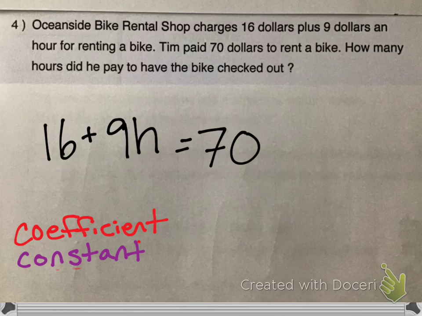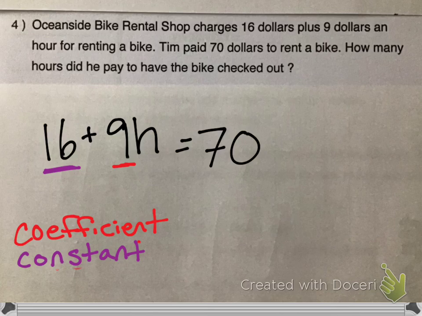So what about that 16? Does that 16 ever change? No, that 16 never changes. I only pay that $16 once. So the constant is 16 because I only pay it once regardless of the hours, and my coefficient is the co-pilot to my variable. It goes with my variable. Is the 9h my coefficient? No. It's just the 9. The h is my variable, the 9 is my coefficient, and the 16 here is my constant.